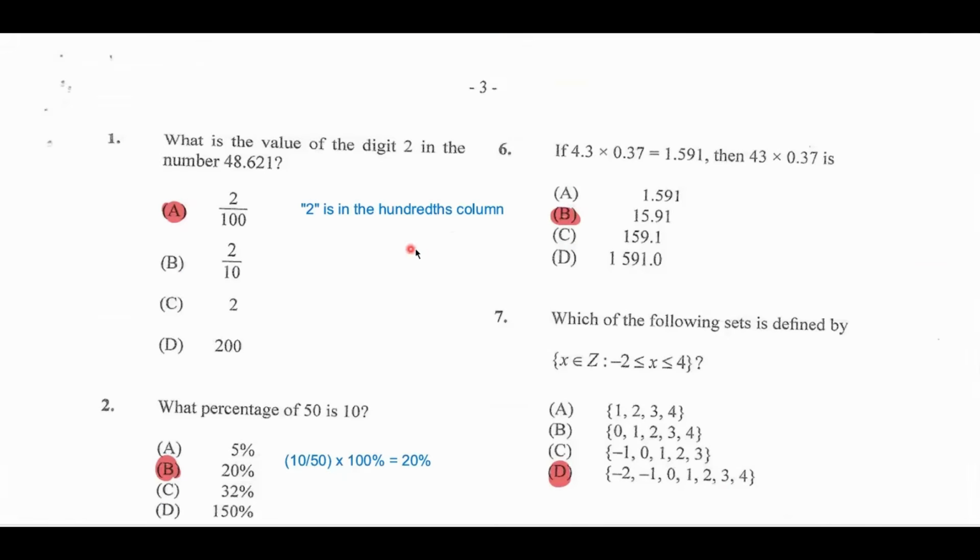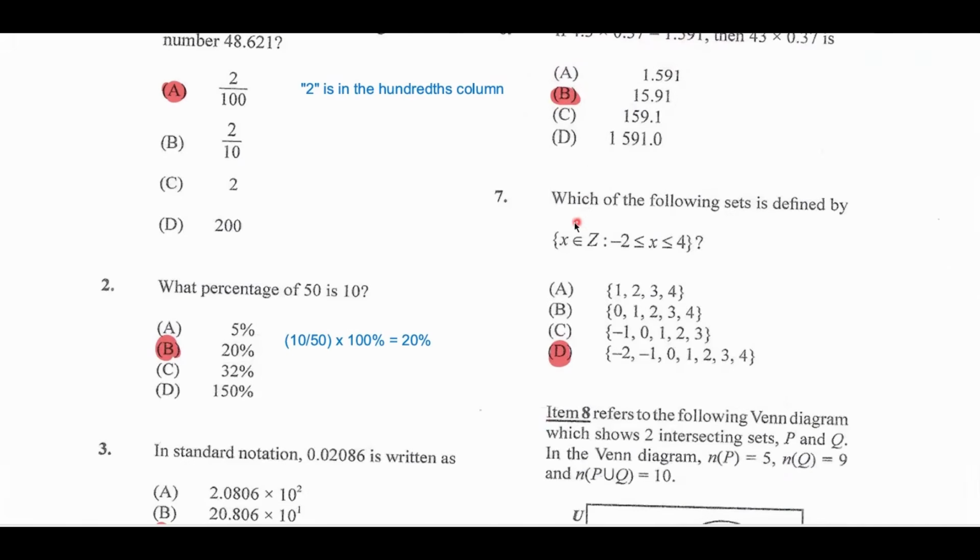All right, number 6, 4.3 by 0.37 is 1.591. What is 43 by 0.37? If you notice, the only difference that they're asking for is when you move the point 1 place to your right, and all you need to do is move the point also 1 place to your right to get 15.91. That's B.